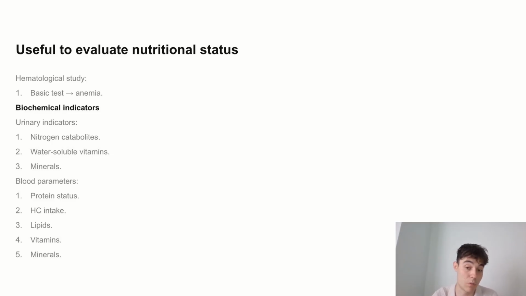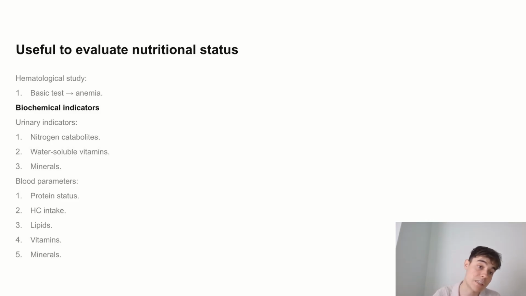These are the most common ones to see in the population. Then we also have sickle cell anemia, hemolytic anemia, idiopathic anemia, or thalassemia, which may be inherited. Okay, this is more related with genetics.